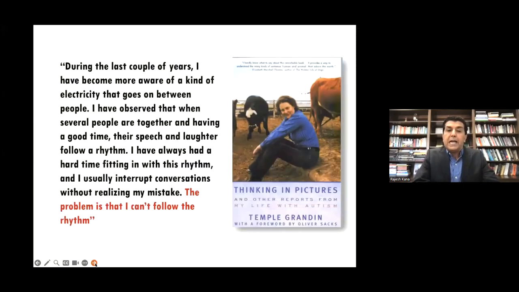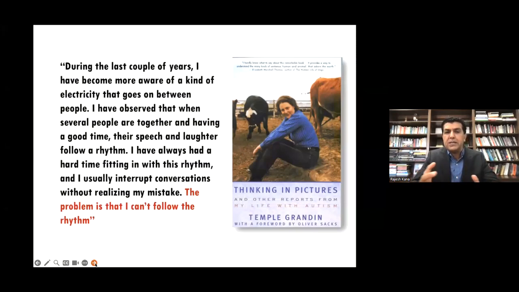Here is another one. "During the last couple of years, I have become more aware of a kind of electricity that goes on between people. I have observed that when several people are together and having a good time, their speech and laughter follow a rhythm. I've always had a hard time fitting in with this rhythm, and I usually interrupt conversations without realizing my mistake. The problem is that I can't follow the rhythm." This is coming from Temple Grandin and her book, Thinking in Pictures. You can see very clearly the problem here is application of language into the social domain, where there is an unwritten pact between the speaker and the listener in terms of synchrony of the conversation or communication. That rhythm of conversation is what is missing, or what I can't capture. That's exactly what Temple Grandin is talking about.